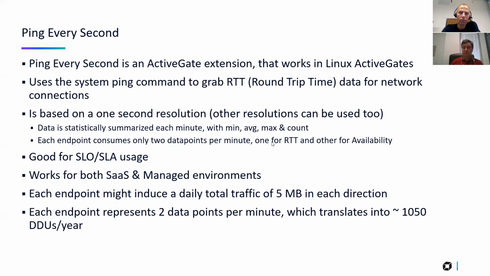It's based on a one second resolution, which is a little bit atypical for Dynatrace extensions, which typically run each minute. We don't really send all the data for each second. We summarize it in statistical terms each minute, with the minimum, the average, and the maximum values. We also have the count for availability. Each point only consumes two data points, one for RTT, the round trip time, and the other for availability.